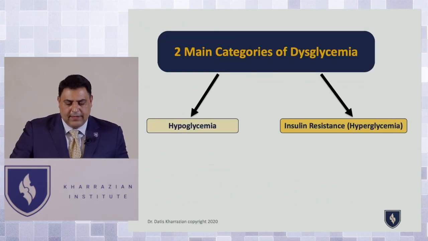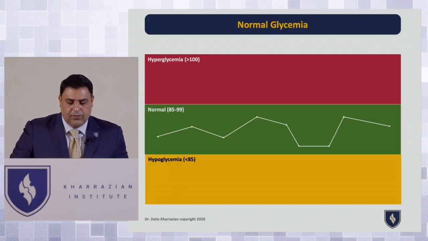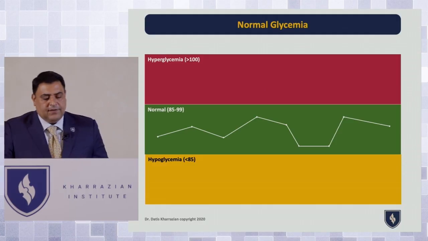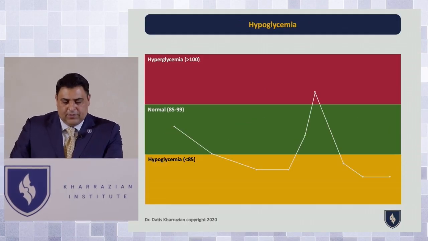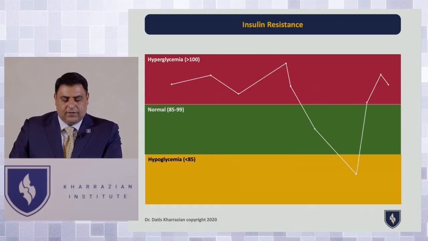Now, the two main categories are hypoglycemia and insulin resistance. Remember, one of the key things we talked about is when you look at blood sugar levels, with all types of hypoglycemia, there's some degree of insulin resistance. With all types of insulin resistance, there's some degree of hypoglycemia.